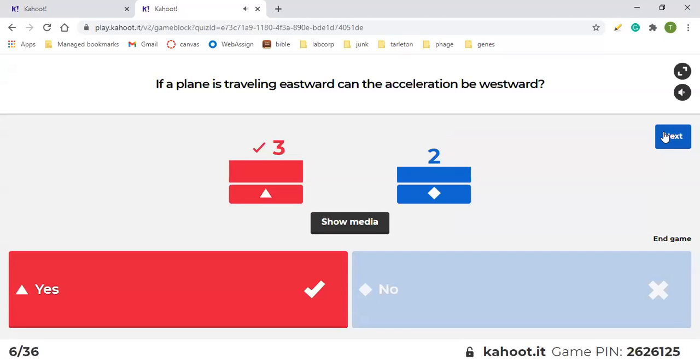Okay, so if we have an object traveling eastward in the positive direction, can the acceleration be in the negative direction? Yes. Let's make it more simple and say we're driving in the east direction. Anytime we slow down, our acceleration is going to be in the west direction. That's because there's a force acting on it in the opposite direction of the way we're going.